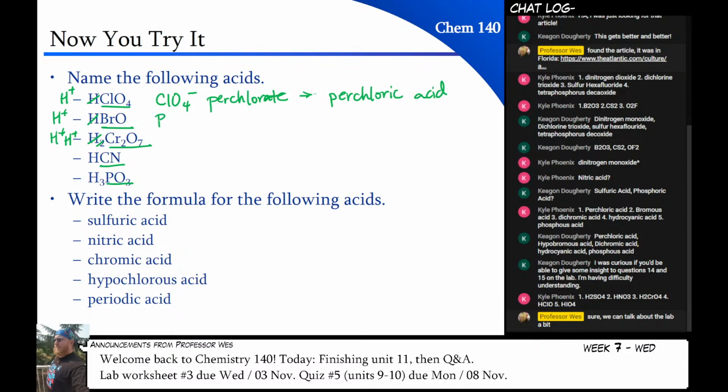Same thing down here for BrO minus. This is hypobromite. We would get rid of the ite, and this would become hypobromous acid. There you go. So really, naming acids is just an exercise in identifying the polyatomic ion, writing out its name, and then modifying it based on the rule that we used.